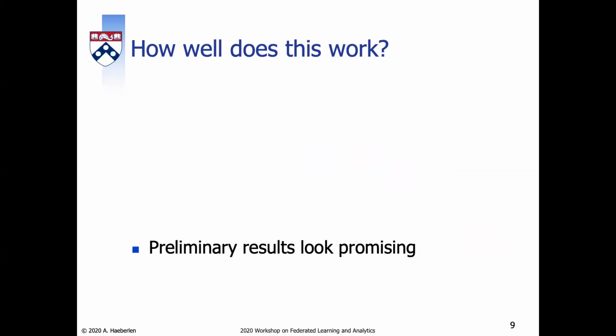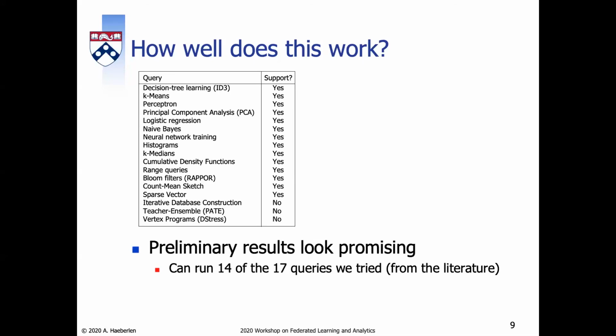How well does this work? Well, we are still working on this, but we have some preliminary results, and those look quite promising. So one of the things that we did was we went out and looked at the literature and collected 17 queries that other people had proposed in their papers for differentially private analytics for the centralized setting, right? So without thinking about distributed systems. And we tried to run them in our system, and 14 of them run straight out of the box.